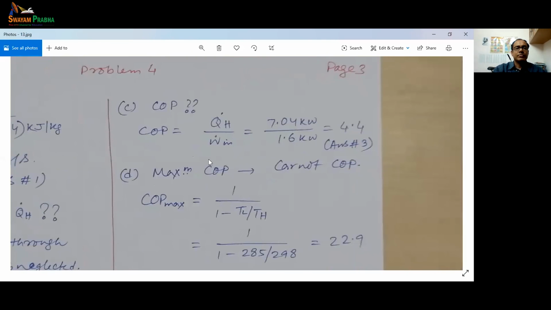Now the third one is what is the coefficient of performance. For a heat pump, that's Q dot H divided by W dot in. So what heat you are rejecting at the high temperature reservoir and what work input you have to use. Both of them we know, 7.04 kilowatt and 1.6 kilowatt. So the coefficient of performance is 4.4, and it's unitless because it's a ratio of the same units.